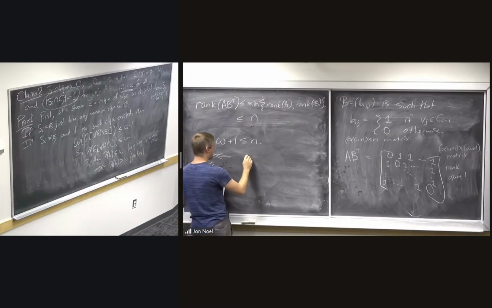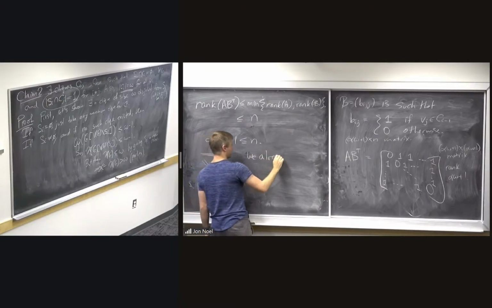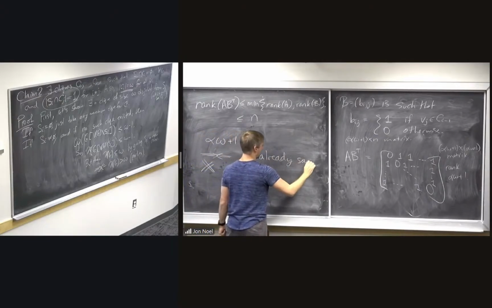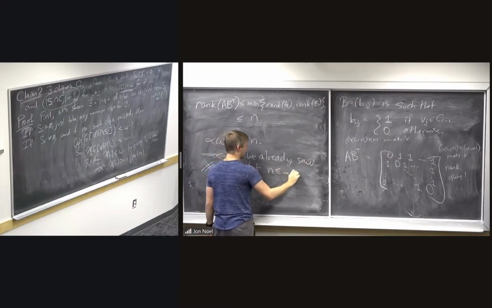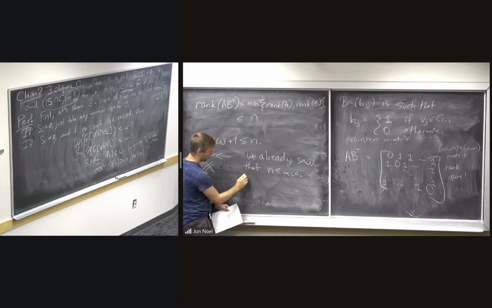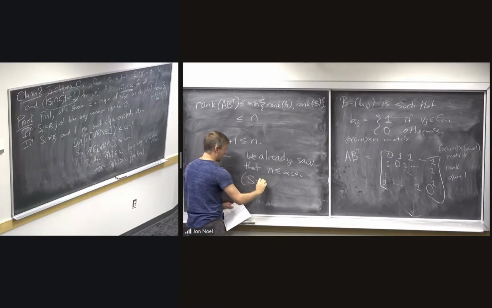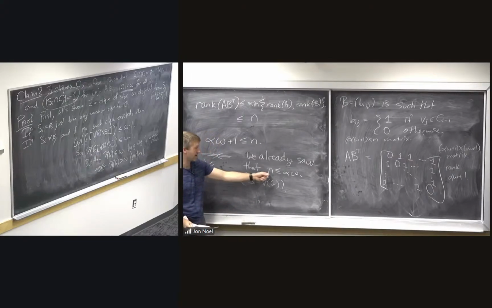Because we already saw that n is at most alpha omega. This was by taking the inequality in the statement of the theorem, remember, when we set S equal to the set of all vertices. It gave us this inequality, but that's a contradiction.